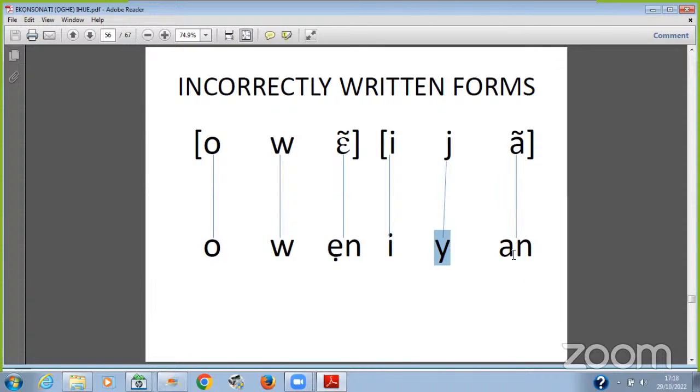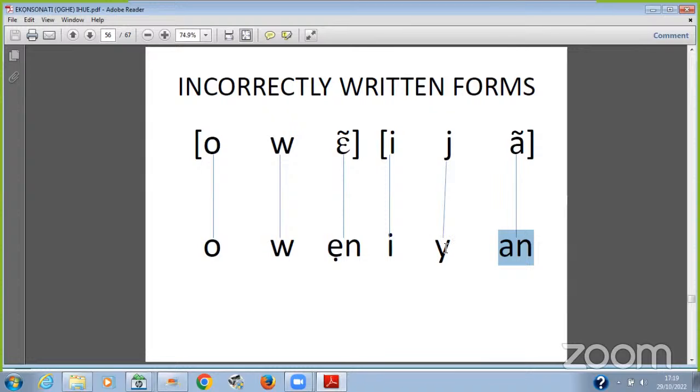But this IYAN is adapted from the Yoruba language, where, for instance, they would say in a name like Toyin, you don't hear that N pronounced there, but they write it Toyin. But if you are in the Yoruba circle and you say Toyin, they say it is wrong, because you have not pronounced it the way they pronounce it.